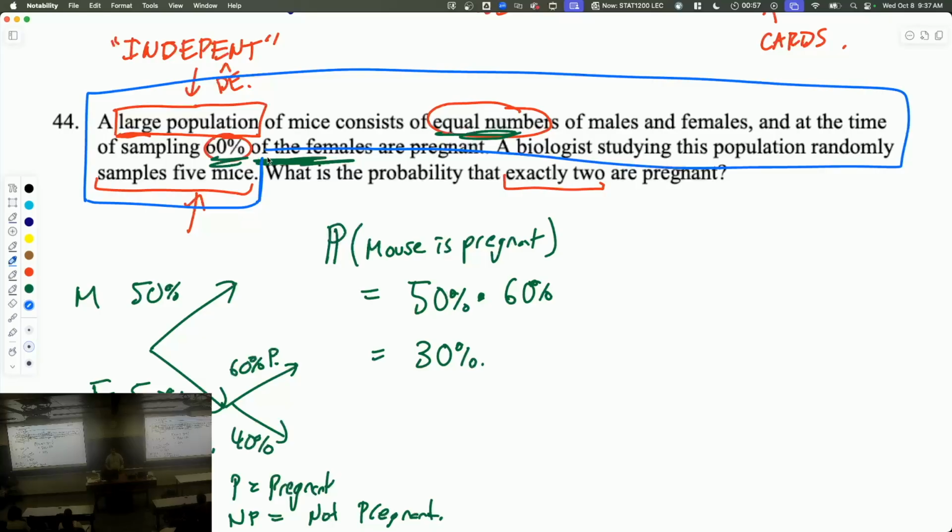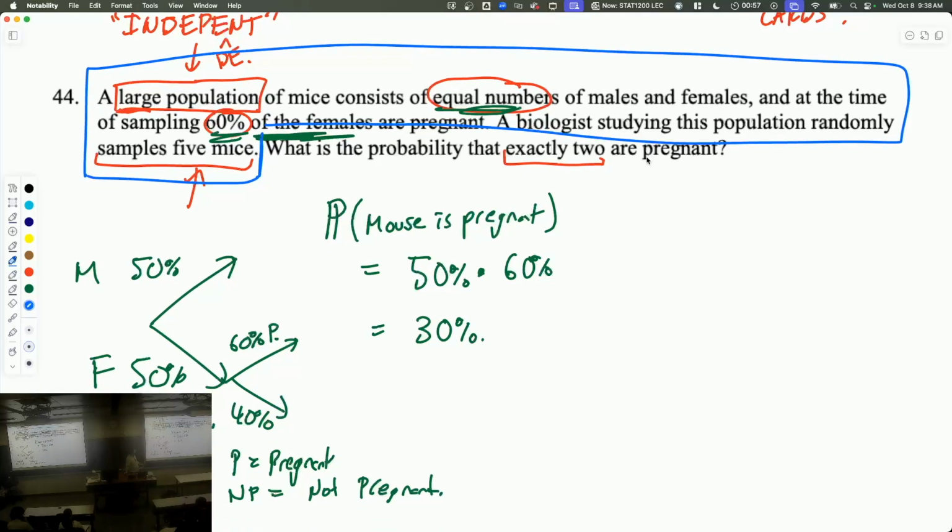And we're just going to use that to solve the last little bit, which is the actual question. Questions or comments so far? It's OK? OK, let's do the next part now. So what is the probability that exactly 2 are pregnant?